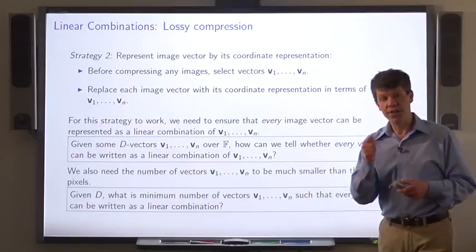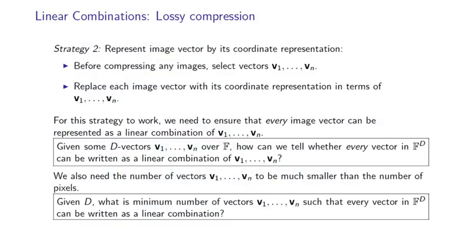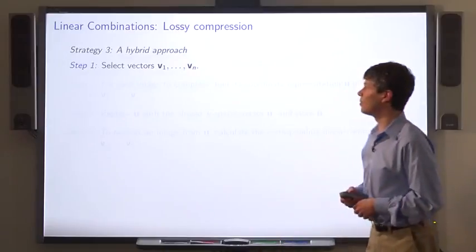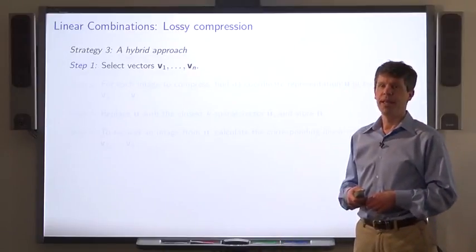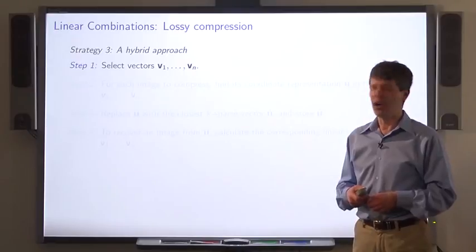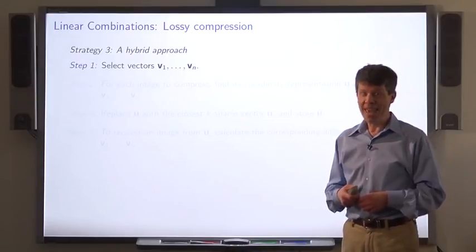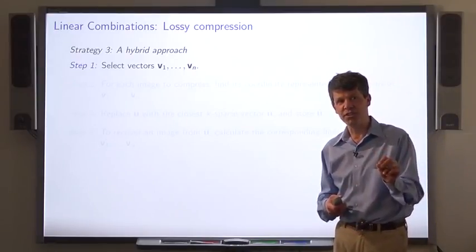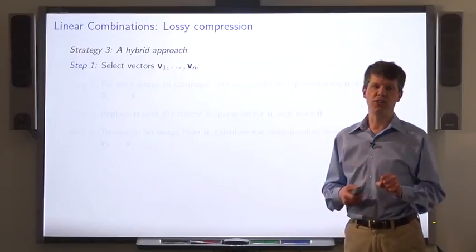We also need the number of vectors to be small, because that way the number of entries in the coordinate representation will be small. This raises the question, how can we find a smallest possible set of generators for the vector space? It turns out that that strategy doesn't work well either. You can't get a small enough set of vectors that still generate the whole space.